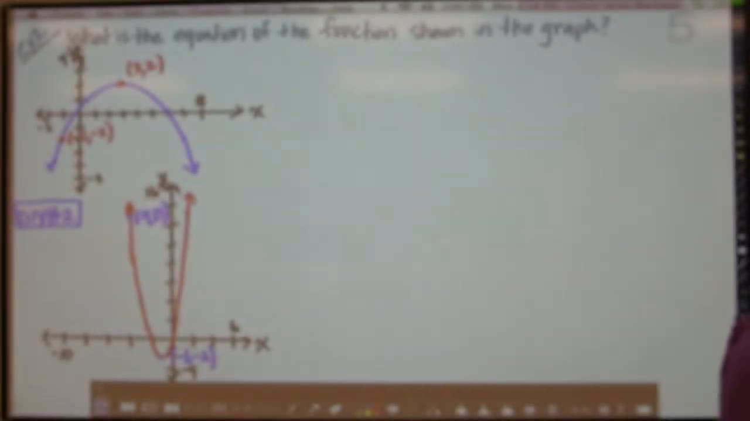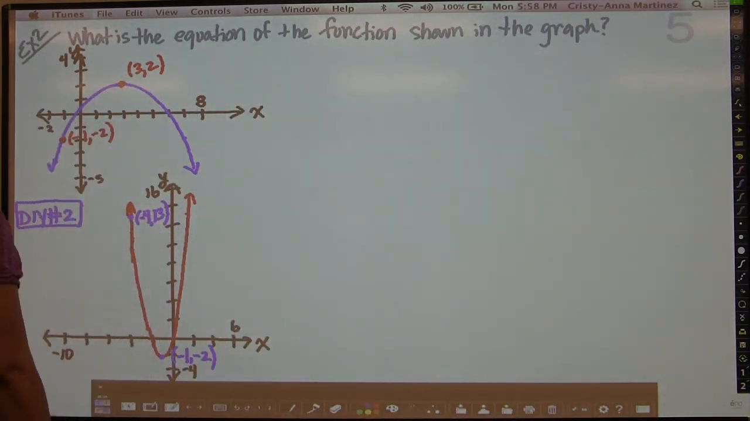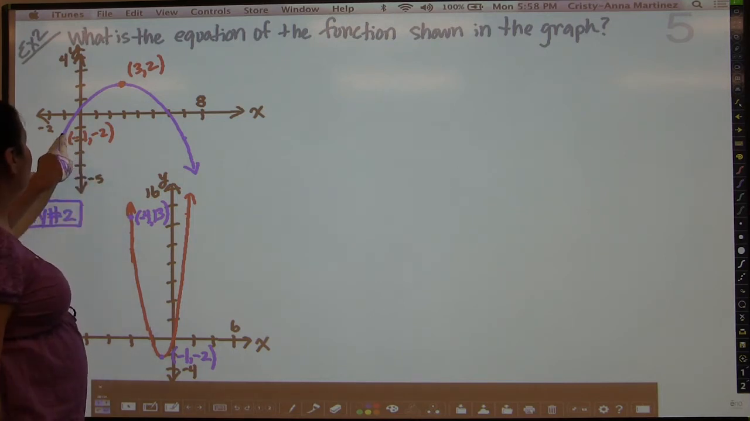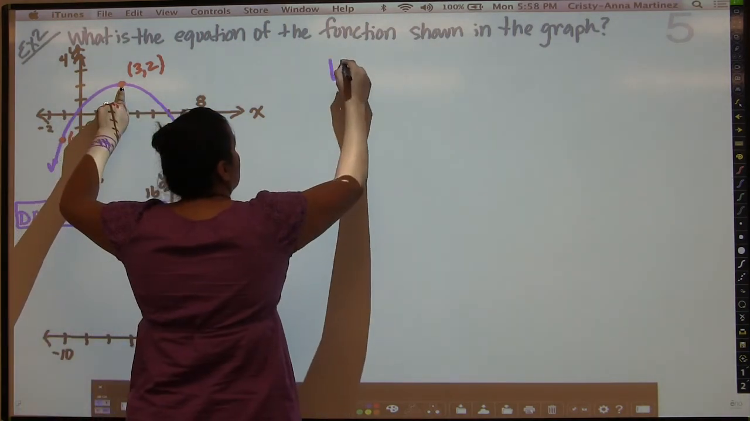All right, so after we've done that, now we're going to try to go backwards. Now we have a graph that's being shown to us, and it says, what is the equation of the function shown in the graph? So all we have to be able to do in this case is know what the vertex is, which we can see from this graph that the vertex is 3, 2.